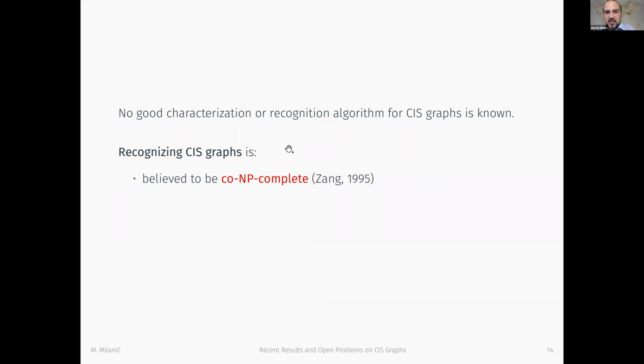In fact, recognizing CIS graphs: you're given a graph, you want to test, is it CIS or not? This decision problem is believed to be co-NP-complete by Zhang. In fact, it was conjectured also to be co-NP-complete by Zverovich and Zverovich.